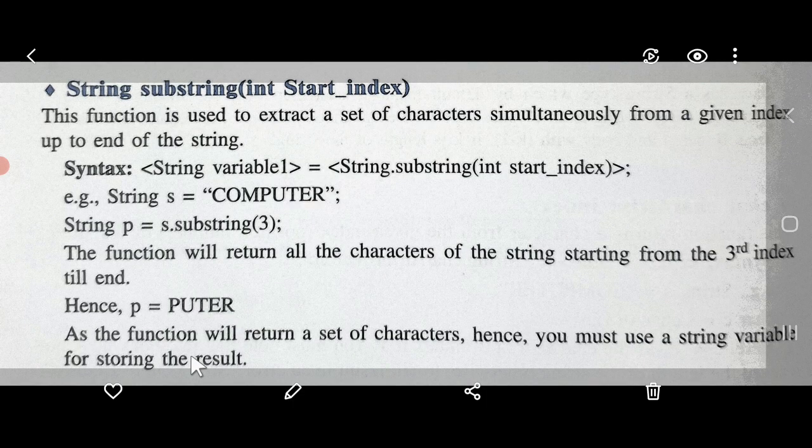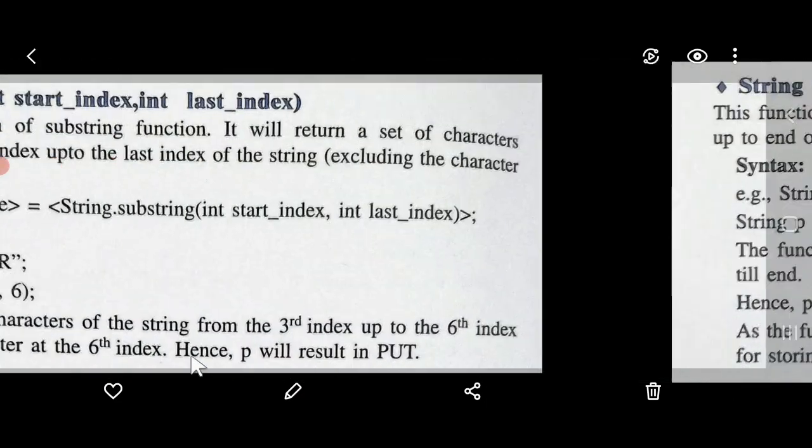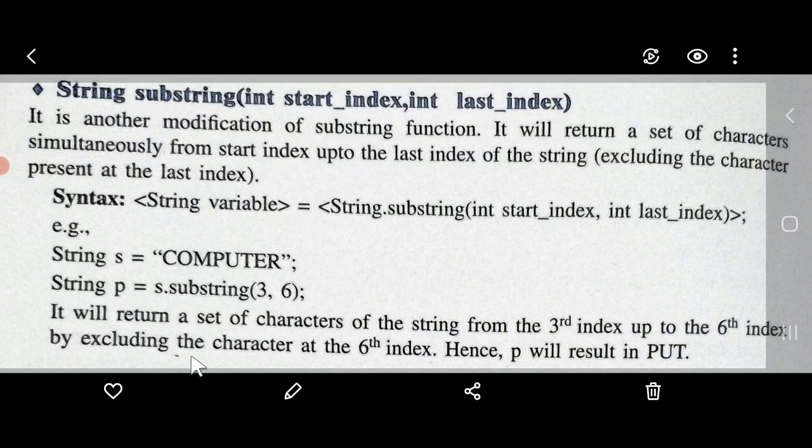Alright. Okay, after that, students, after substring we have another format of the substring. Here you can see a string substring with one index and the second index. First index is int, second index is also int. First one represents the starting index, and second index is basically the last index. So it is another modification of the substring function. It will return a set of characters simultaneously from start index up to the last index of the string, excluding the character present at the last index.